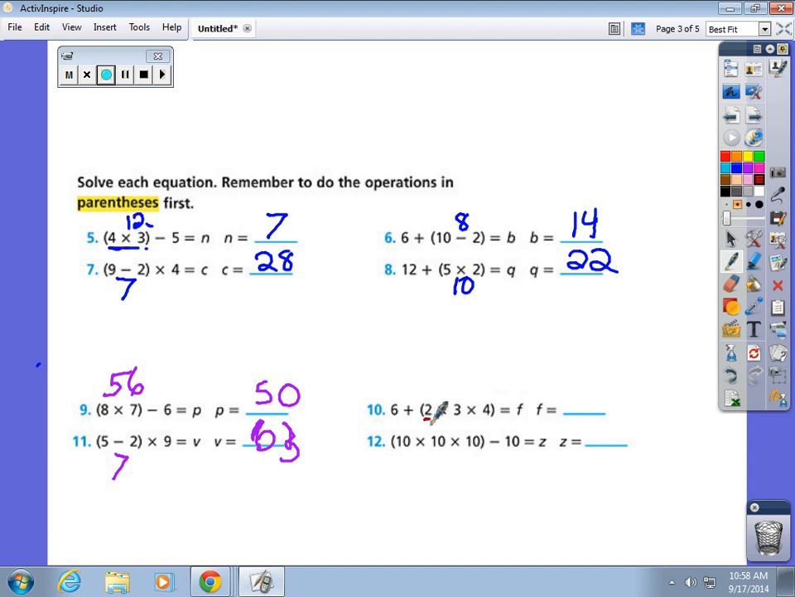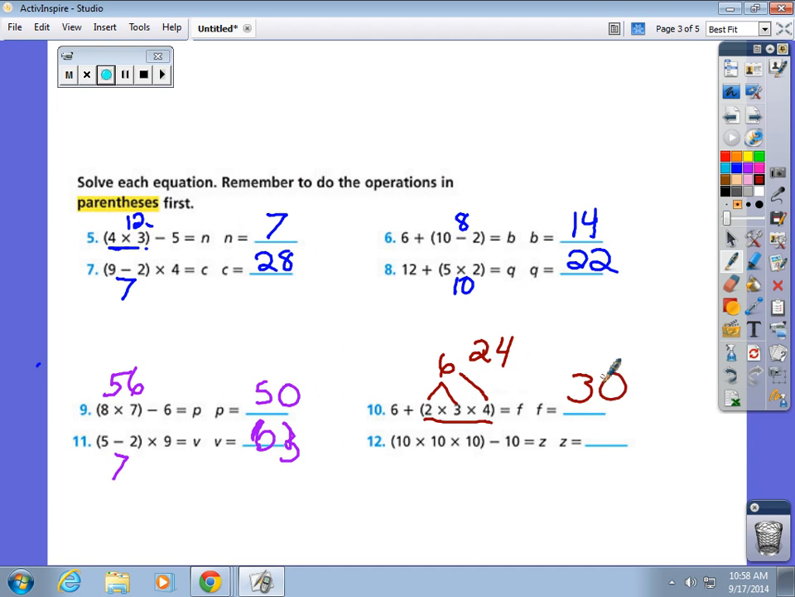Now we have 3 numbers inside our parentheses. When you have 3 numbers inside your parentheses, as long as they are all multiplying or all adding, you can go left to right. And so that's what we'll do here. 2 times 3 gives us a value of 6. Don't forget there's still a 4 in here. So 6 times 4 has a value of 24. 6 plus 24 gives me a value of 30.